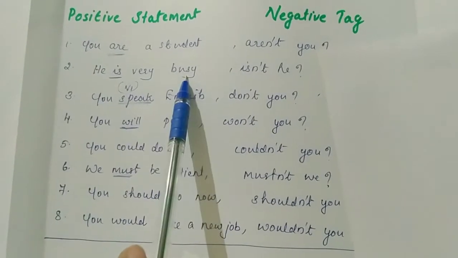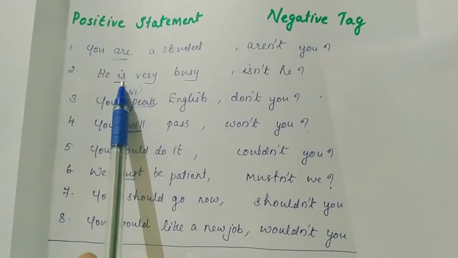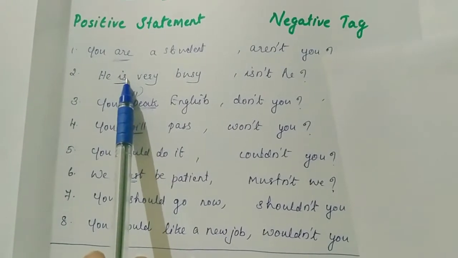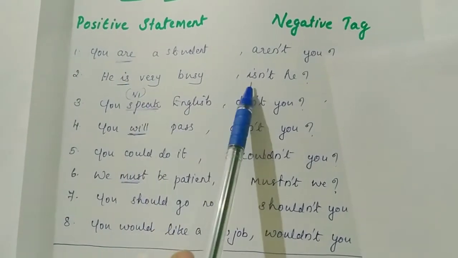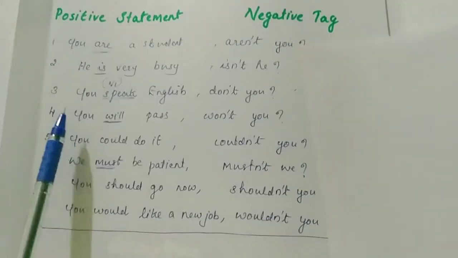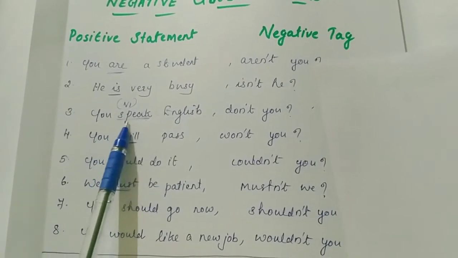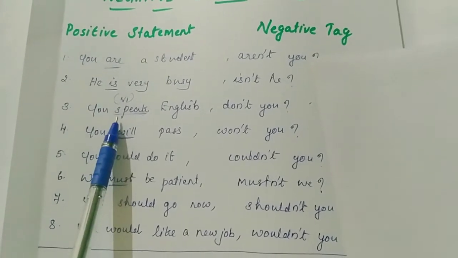He is very busy, isn't he? The auxiliary form is is. We should add not with this to make a negative tag: isn't he? Third example: you speak English. Can you say what is the auxiliary form of this sentence?